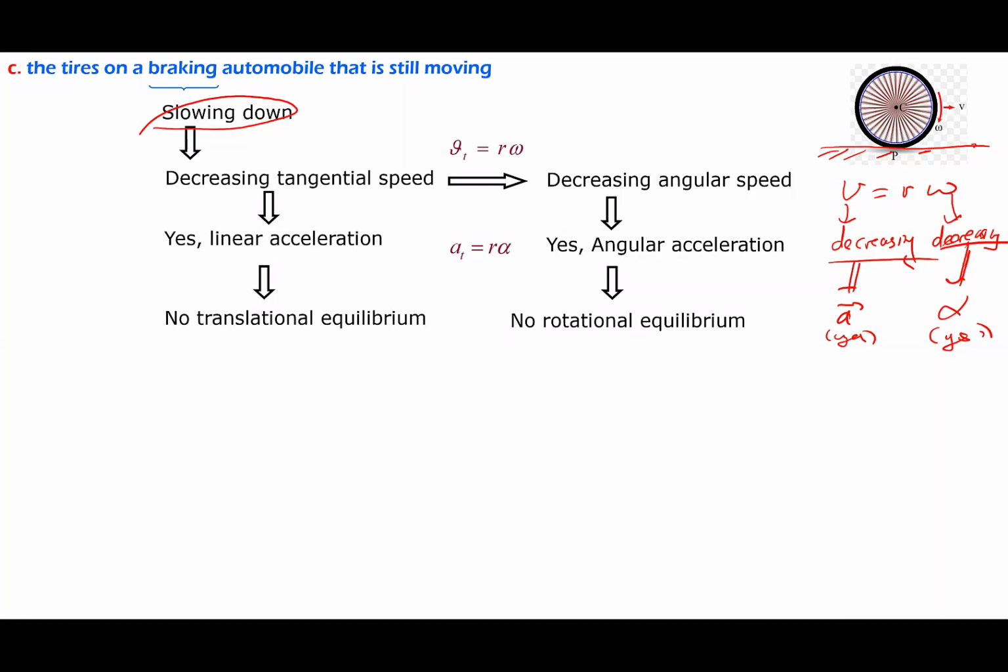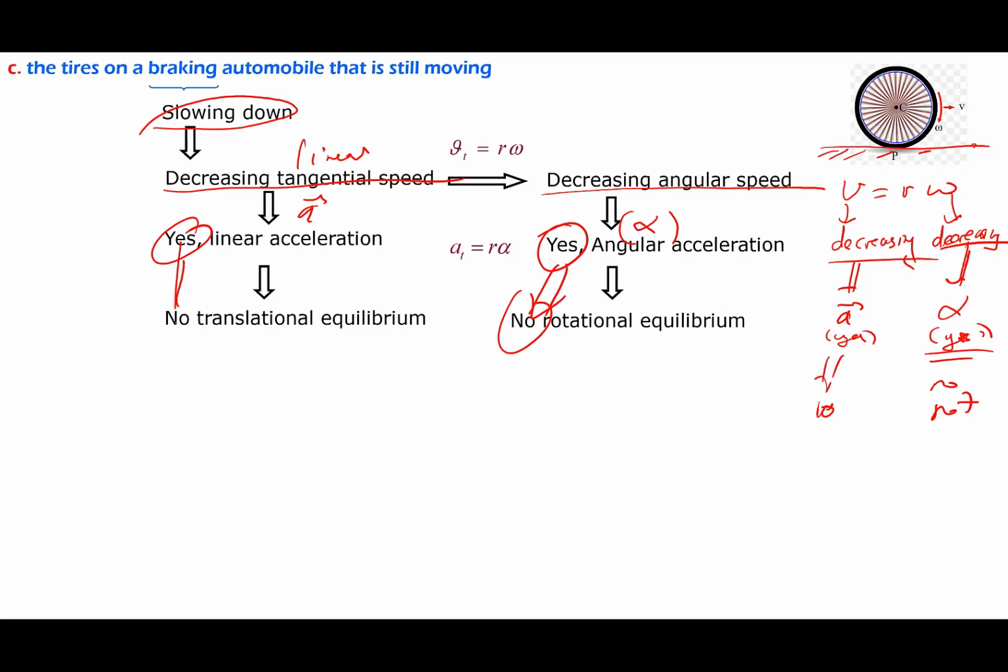If angular acceleration exists, no rotational equilibrium. If linear acceleration exists, no translational equilibrium. So decreasing angular speed means angular acceleration, so no rotational equilibrium. Decreasing tangential speed or linear speed means there is a linear acceleration. If yes, linear acceleration, no translational equilibrium.